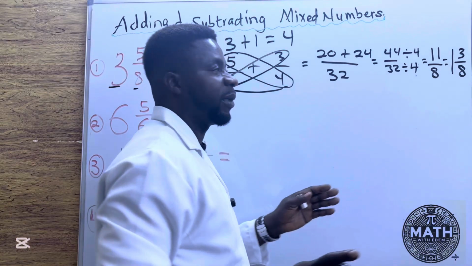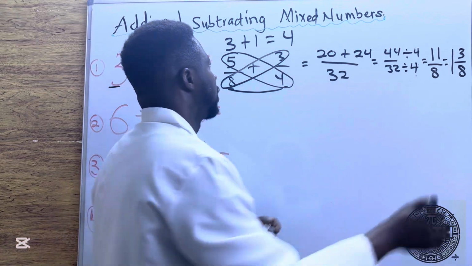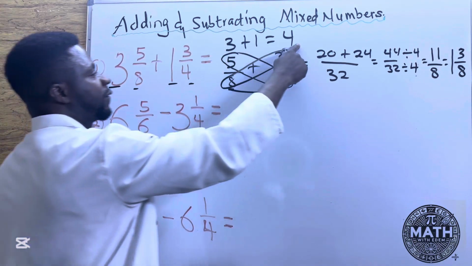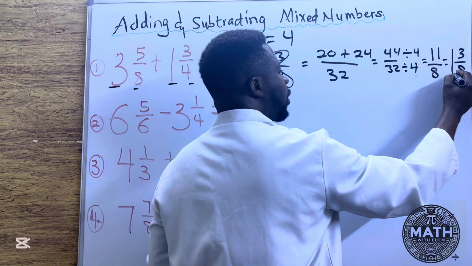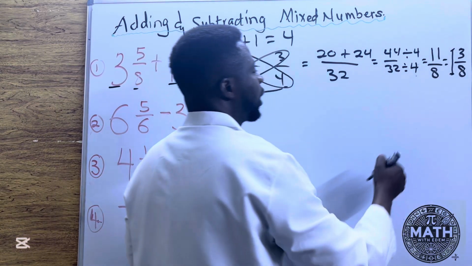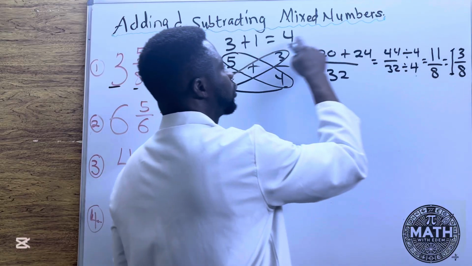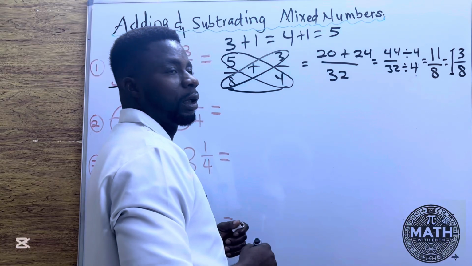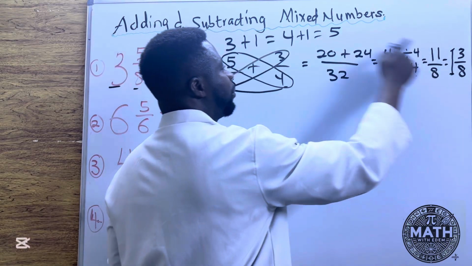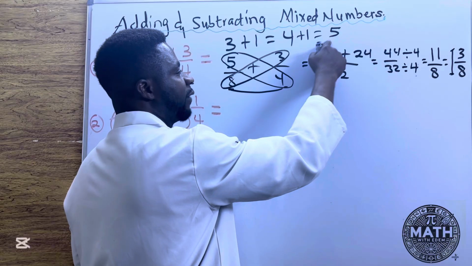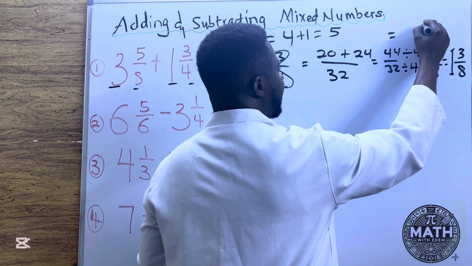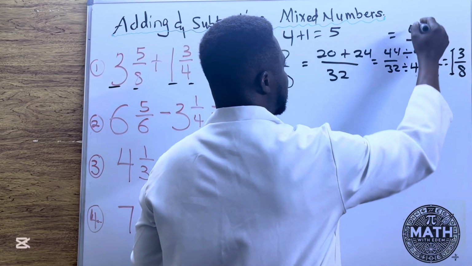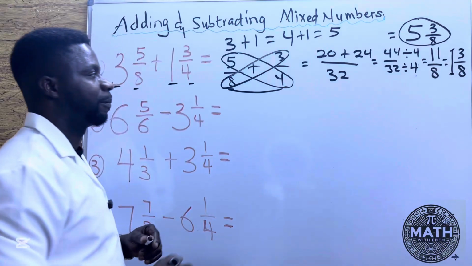So our next step is we are going to be adding the whole numbers. Don't forget here, we added 3 plus 1 to give us 4. So we also have a whole number here. The 1 is a whole number. So we are going to be adding the 1 to the 4. So 4 plus 1 gives us 5. We are adding this whole number to this 4, giving us 5. So our final answer is 5 whole, and then write this fraction, 3 over 8. This is our final answer.